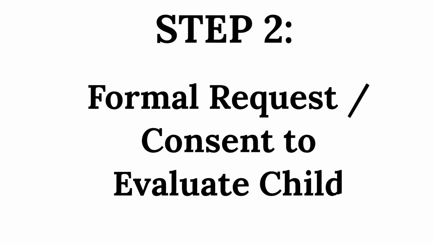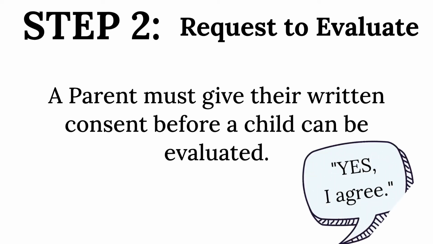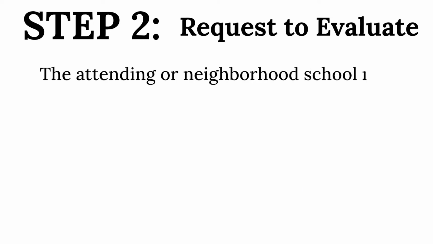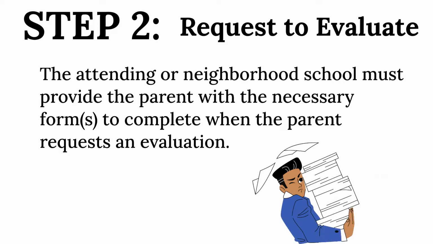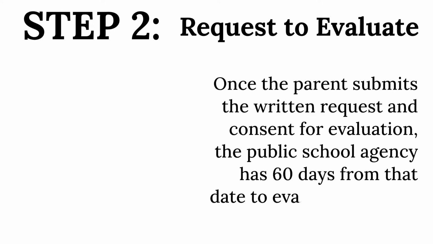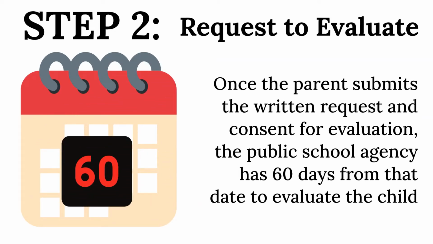Once a child has been identified, the school must request formal consent for evaluation. A parent or guardian must give their written consent before a child can be evaluated. The school the child is attending or their neighborhood school must provide the parent with the necessary forms to complete when the parent requests an evaluation. Once the parent submits the written request and consent for evaluation, the public school agency has 60 days from that date to evaluate the child.